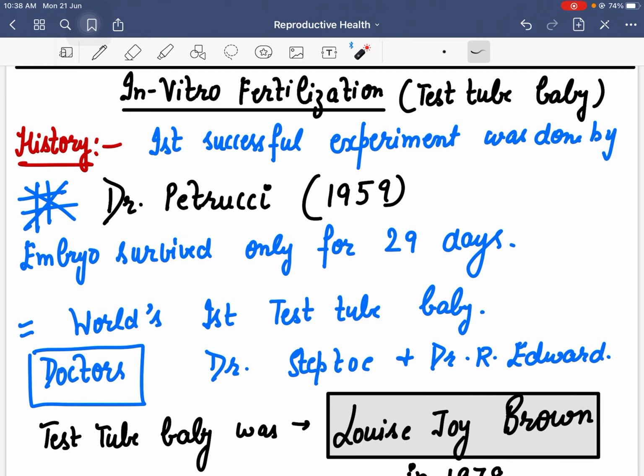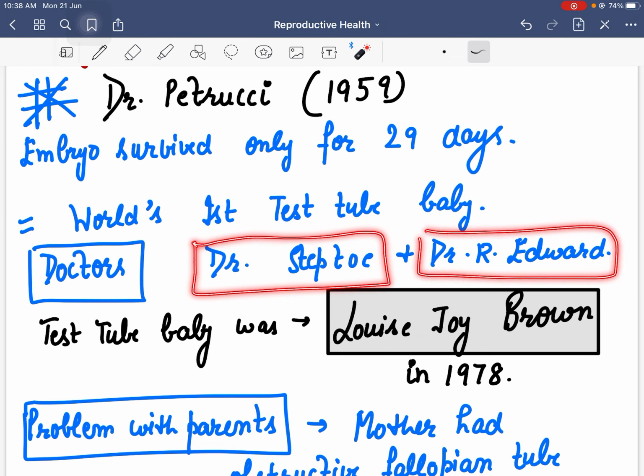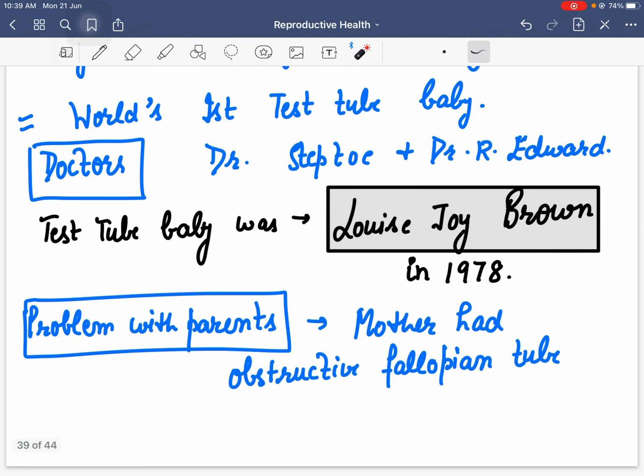But then the world's first test tube baby was produced in 1978. The doctors who made their contribution were Dr. Steptoe and Dr. R. Edwards. And this test tube baby's name was Louise Joy Brown. You should all know this. What was the first test tube baby's name? Louise Joy Brown.